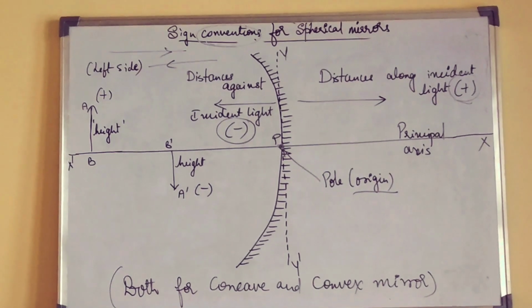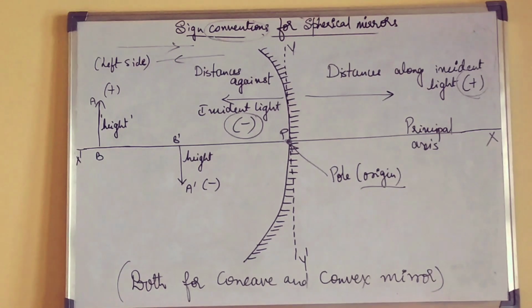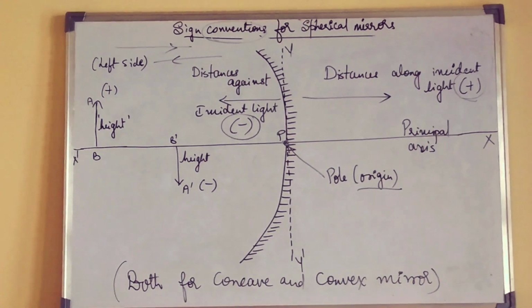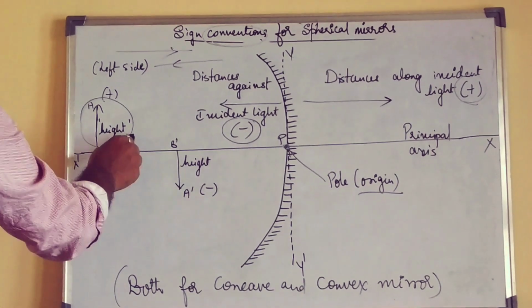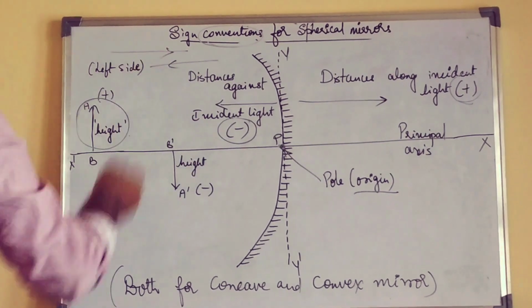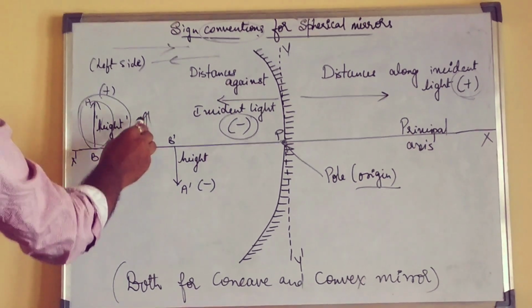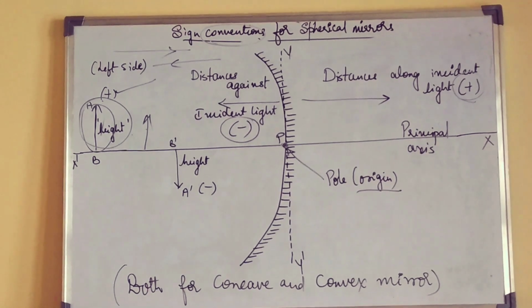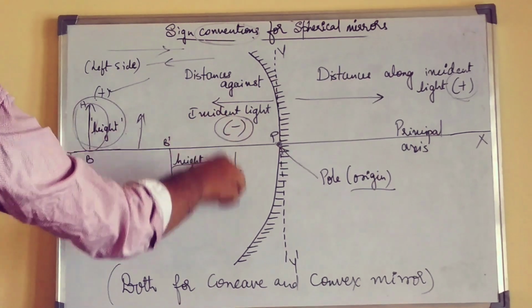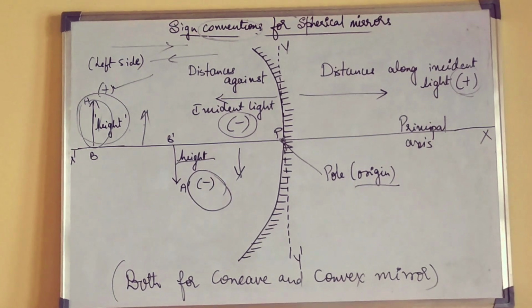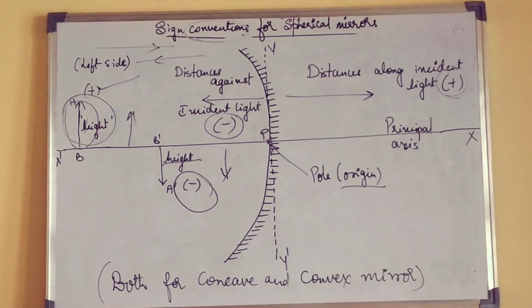The next is the height of the object measured upward, above the principal axis, is positive. You can see here the height of the object measured above the principal axis. See, this is the principal axis. This height of the object I am measuring above, so it should be taken as positive. Similarly, the height of the object measured below the principal axis should be taken as negative. So these are all the various sign conventions for spherical mirrors. Hope you have understood.